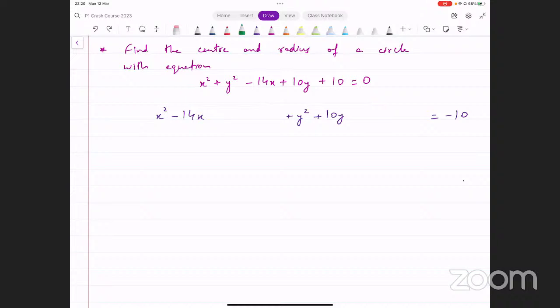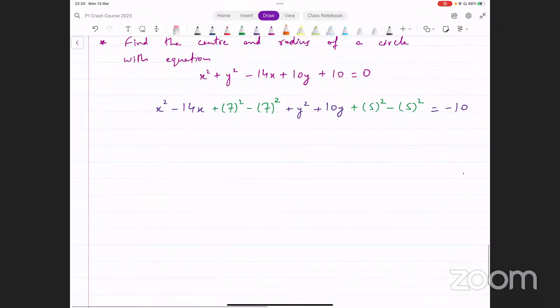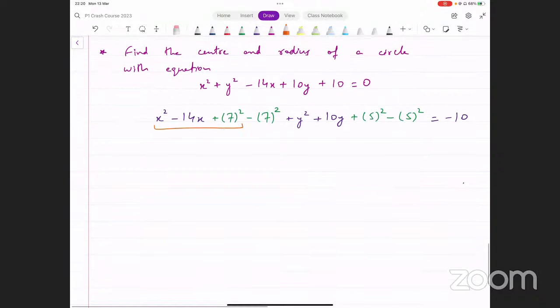Okay, now what do you do for this? Divide 14 by 2. That gives you 7. You add 7 squared here and also subtract 7 squared. Similarly, we have 10 here. Divide 10 by 2. That gives you 5. You add 5 squared here and also subtract 5 squared here. Now, these three terms give you a perfect square. These three terms also give you a perfect square. You take x from here, minus from here, 7 from here, and you take y from here, plus from here, and 5 from here. All right.